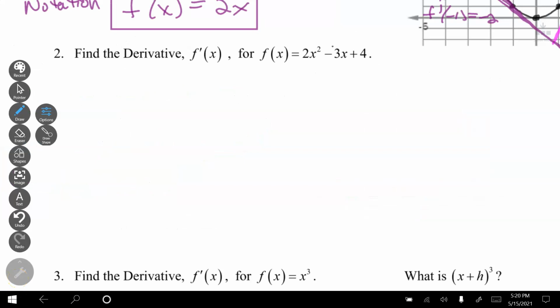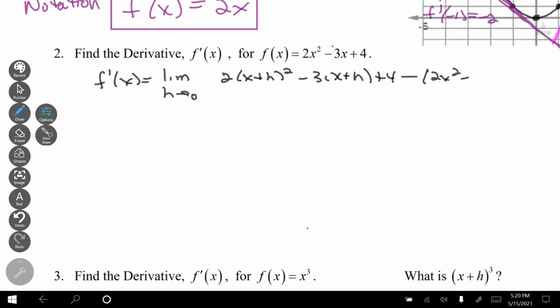Let's do one that's a little bit harder. I made you do the rate of change for these all throughout the year, so you should be very used to this, except now we're going to say f prime of x is equal to, don't forget the limit as h goes to 0, of 2 parentheses x plus h squared minus 3 times x plus h plus 4 minus the original function all over h. And I'm going to clean it up algebraically.